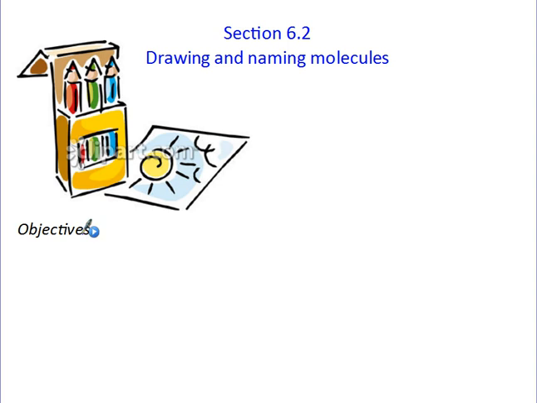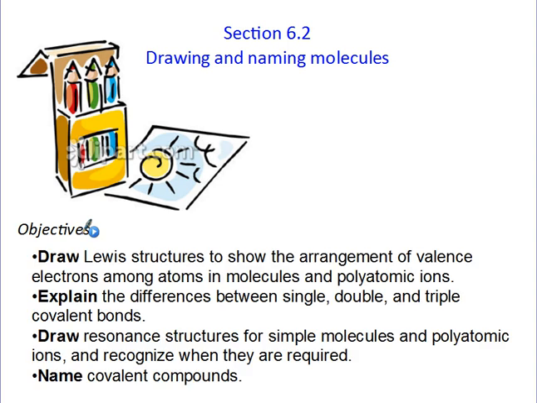Welcome back to chemistry. This is Mr. Schroeder. Today we're going to talk about Lewis structures, how those are used in making molecules and polyatomic ions. We're going to talk about single, double, and triple covalent bonds and resonance structures, what those are.